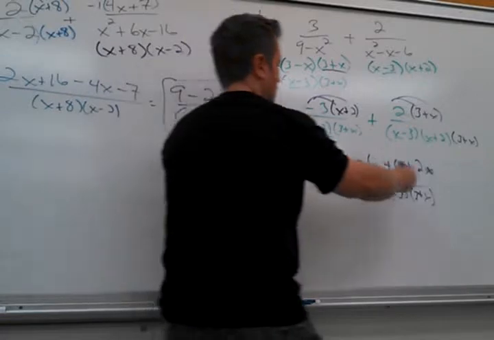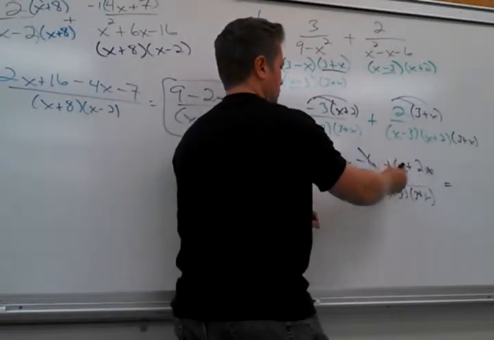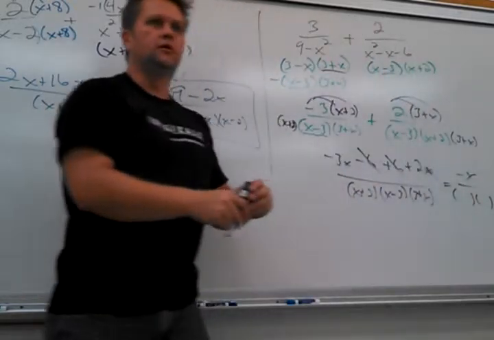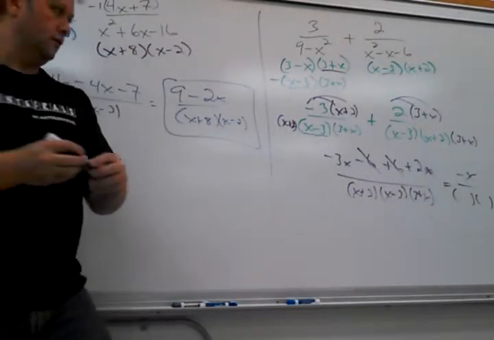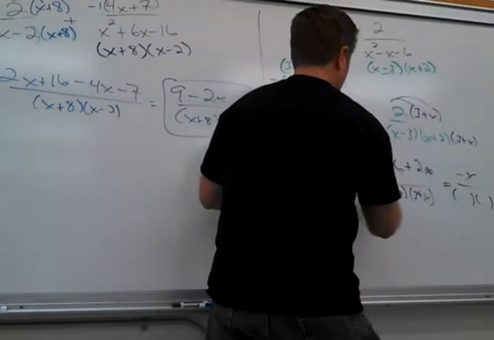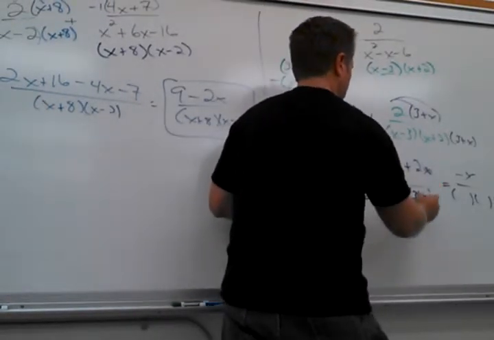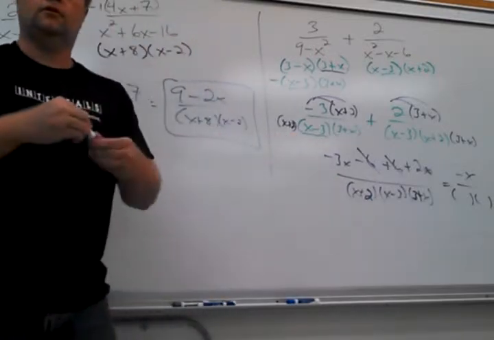Cool. So what do I got on the top? What happens on the top? Yeah, these go away, so I get negative x over that. What's that last term? You have x plus 2. Yeah, just all the same stuff, 3 plus x. There's no particular order that the bottom needs to be in.